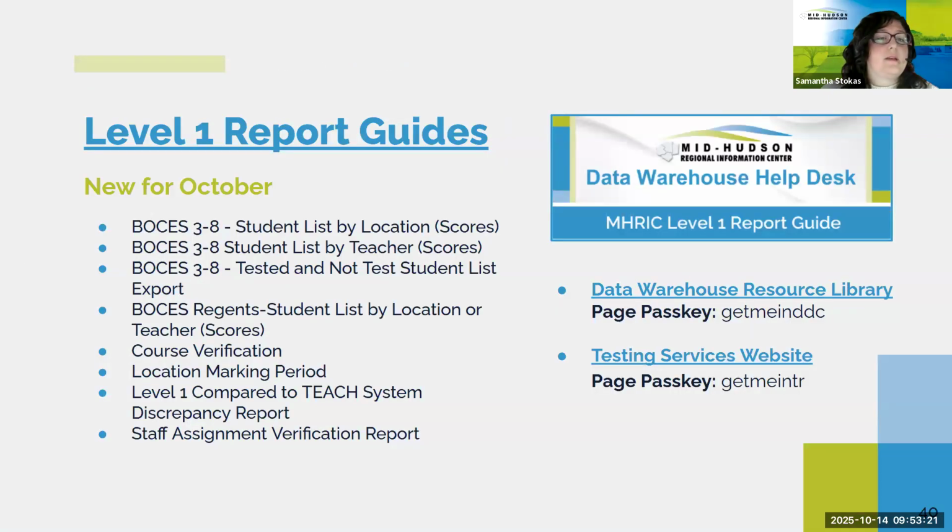All right, so moving over to the level 1 report guide. This month we have 8 new guides. As John mentioned, we're going to continue working on them and adding more each month. They will soon be available at these links with the pass keys. So again, if you haven't bookmarked it, make sure you do so. To help with an upcoming deadline for the staff assignment, we have the staff assignment verification report with the report guide for that. More coming soon on those.